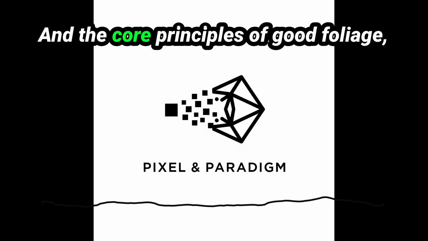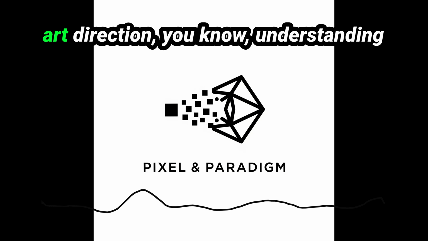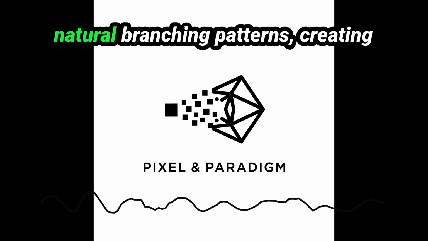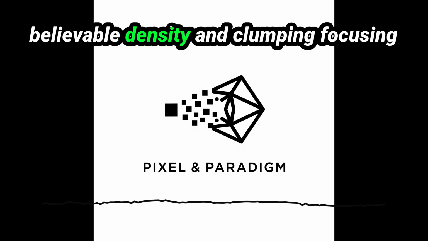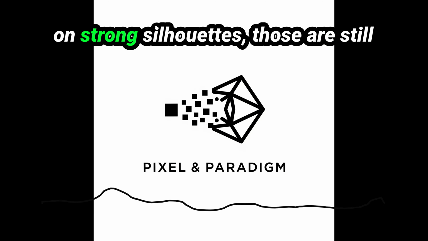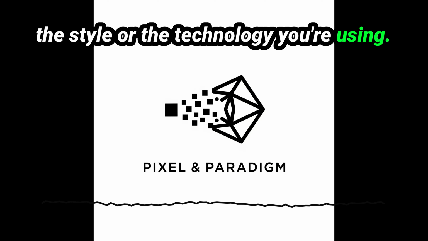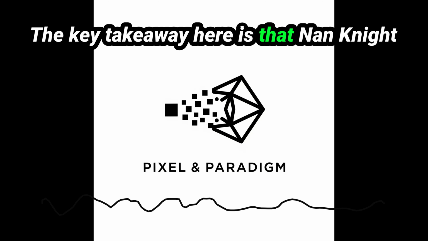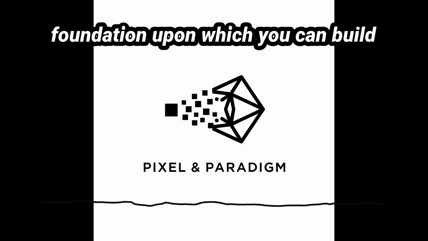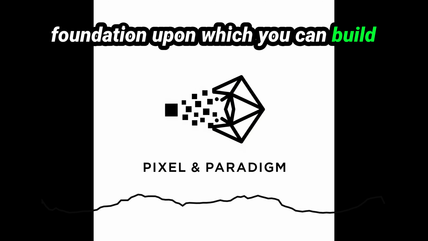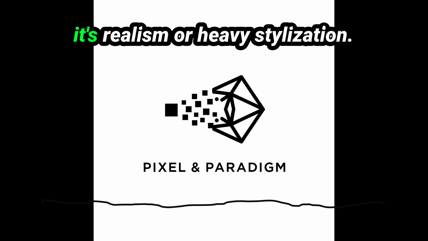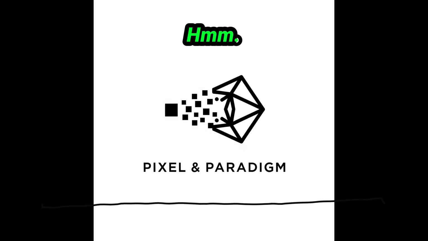Precisely. And the core principles of good foliage art direction, understanding natural branching patterns, creating believable density and clumping, focusing on strong silhouettes, those are still absolutely fundamental regardless of the style or the technology you're using. The key takeaway here is that Nanite provides a more robust geometric foundation upon which you can build any artistic choice you make, whether it's realism or heavy stylization.